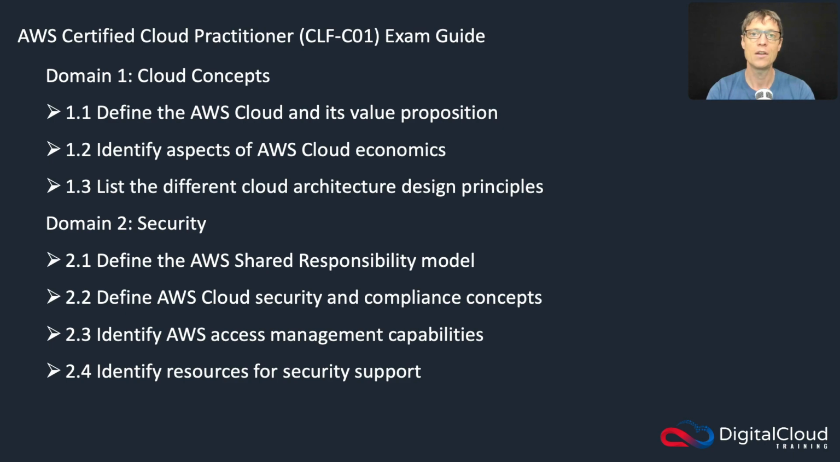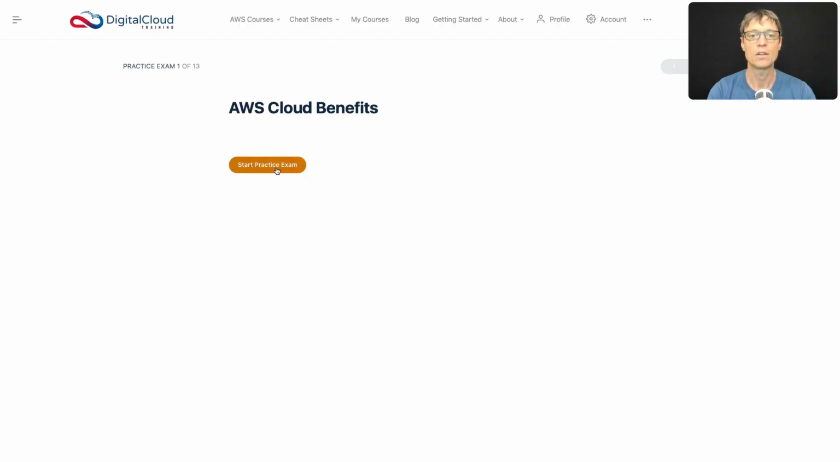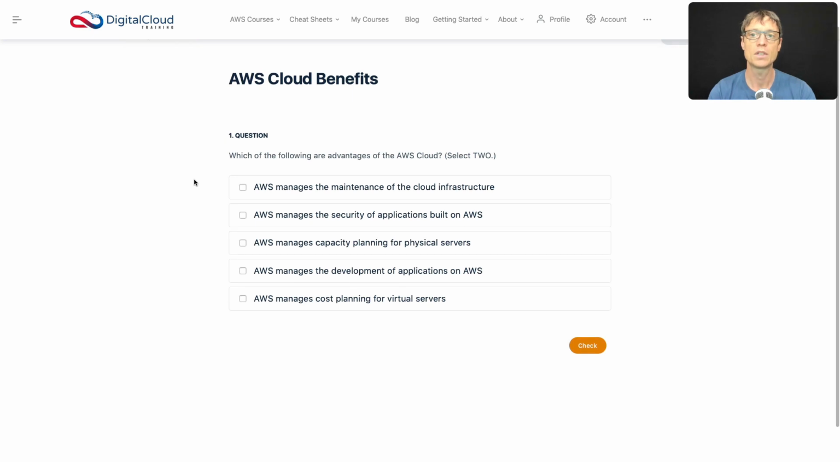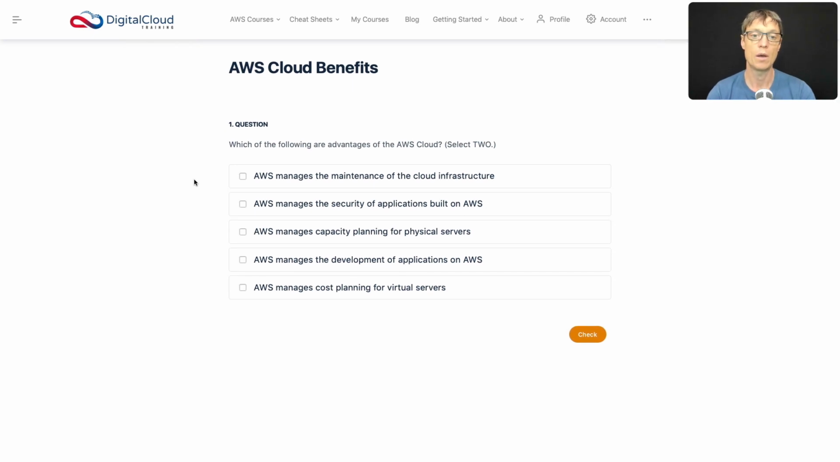So let's head over to our first question. I'm going to start this practice exam on AWS cloud benefits. And the first question I get here is a multiple answer question. So straight away, you notice you've got to select two answers and you get five options. So let's read this question. Which of the following are advantages of the AWS cloud?